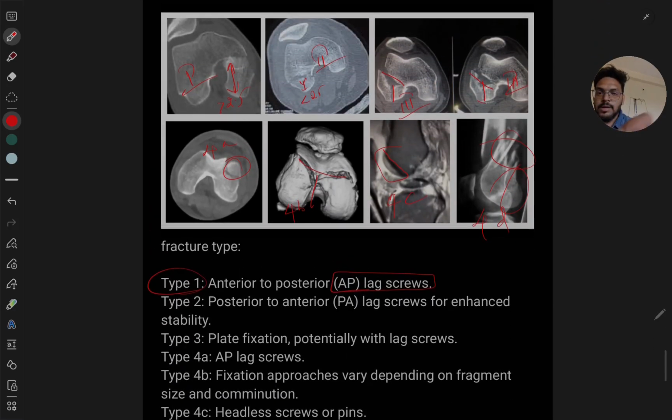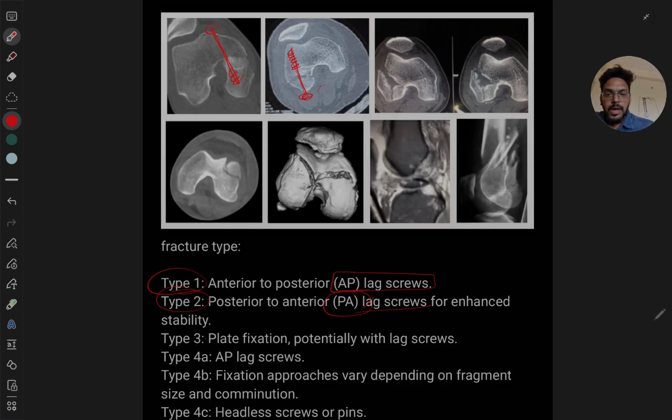Okay, this is a CT plane. I will show in the CT images only. You can better understand what type of treatment can be used in each type. So for a type 1 fracture, an anterior-posterior lag screw can be used. For a type 2 fracture, a posterior-anterior lag screw can be used. The head will be here and the threads will be here. Posterior-anterior PA lag screws for type 2 to increase the stability.